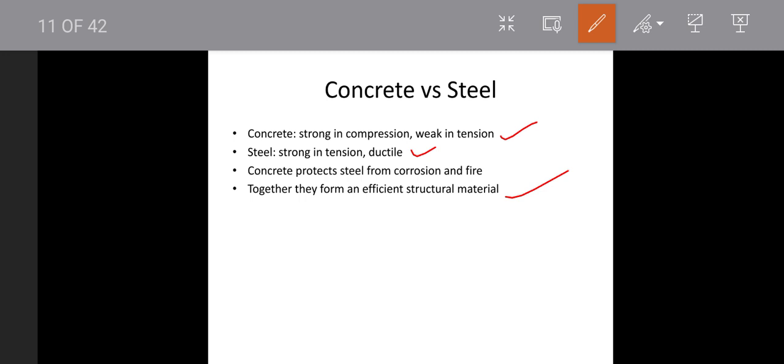And we know that concrete supports steel and steel also supports concrete. How can concrete support steel? It will protect the steel from corrosion and fire because the steel is embedded inside the concrete. And how does steel help the concrete? As I already mentioned, concrete will undergo a brittle failure, but steel will provide elongation before failure, which will provide time to evacuate that particular building.